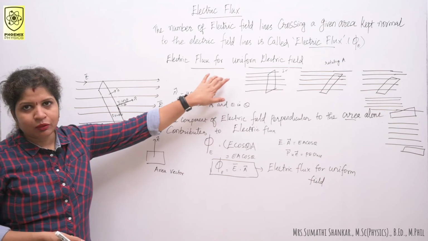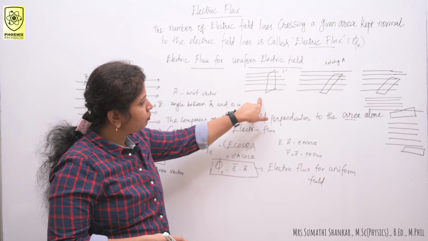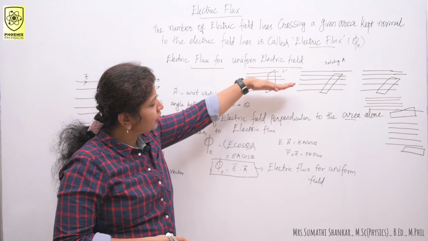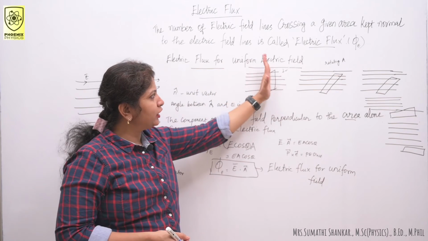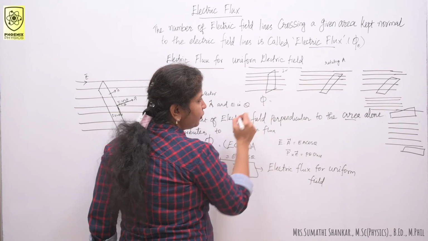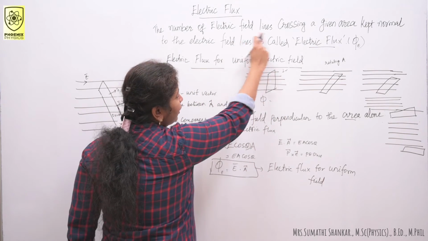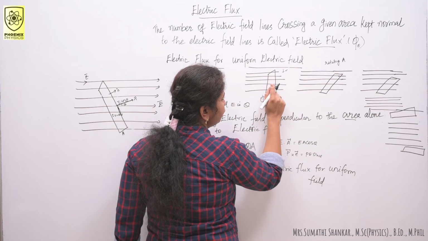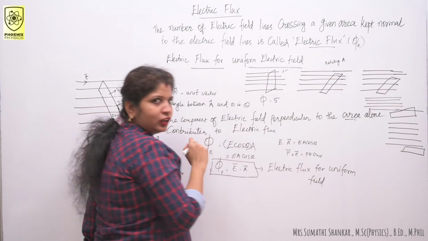Look at the diagram. In this first diagram, I kept the area perpendicular to the field lines. See, the field lines are horizontal lines. I kept the area perpendicular to the field lines. How do you calculate flux? Flux means the number of lines passing through an area. Here 1, 2, 3, 4, 5. Here the flux is 5.